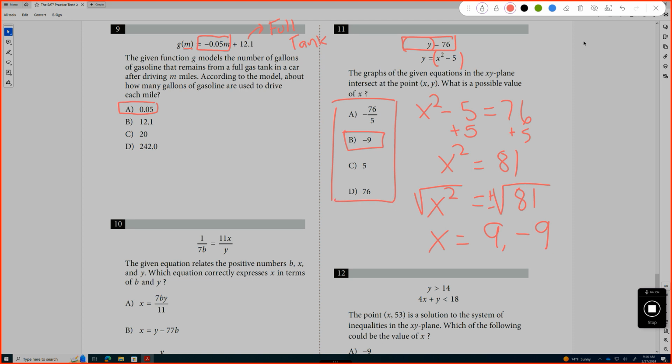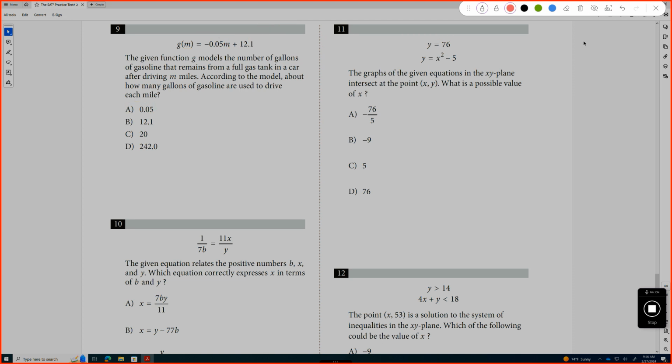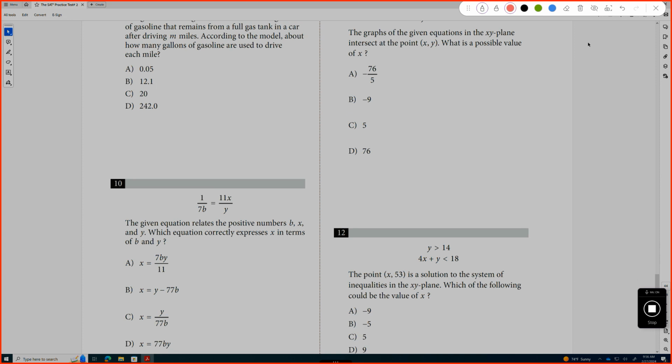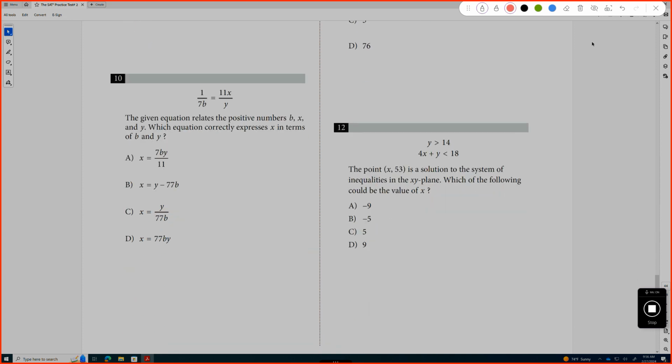Okay, also erasing again. And moving on to 10 and 12. All right. Thank you guys for your cooperation in staying quiet.